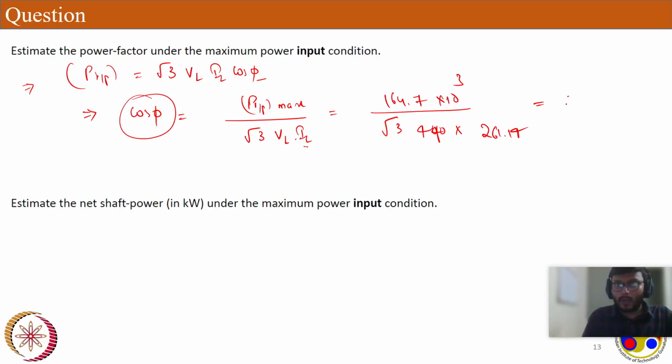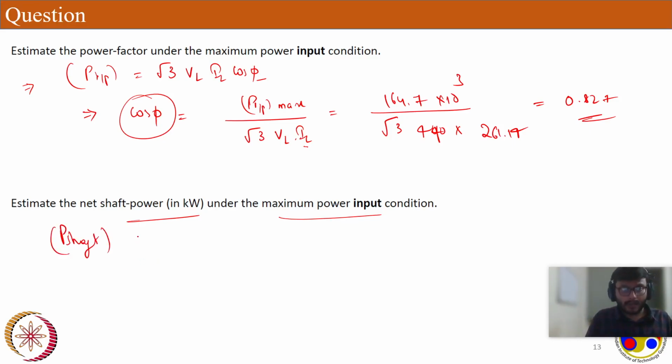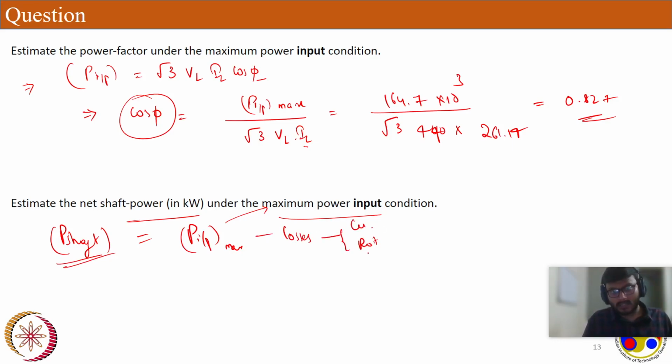Okay, yeah, it's 0.827. It's the power factor. Now we have to estimate the shaft power, that is the output useful power under the maximum input power. Now we know the shaft power, that is the complete output power, if we know the maximum input, and if we subtract all the losses from it, we will get the shaft output power. So what are the losses? There are copper losses and the rotational losses. That's what is given in the problem.